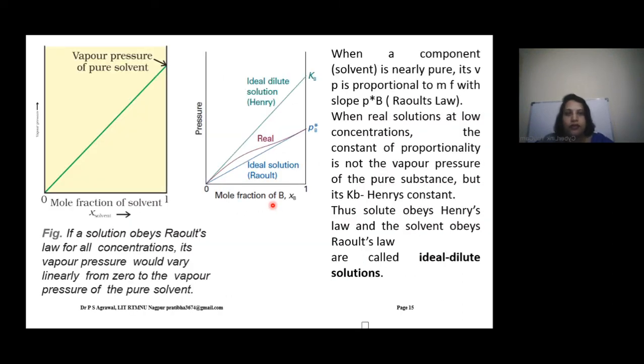Now, vapor pressure of a pure solvent. The decrease in vapor pressure of a pure solvent, this is pure solvent 1, and we are decreasing its amount.